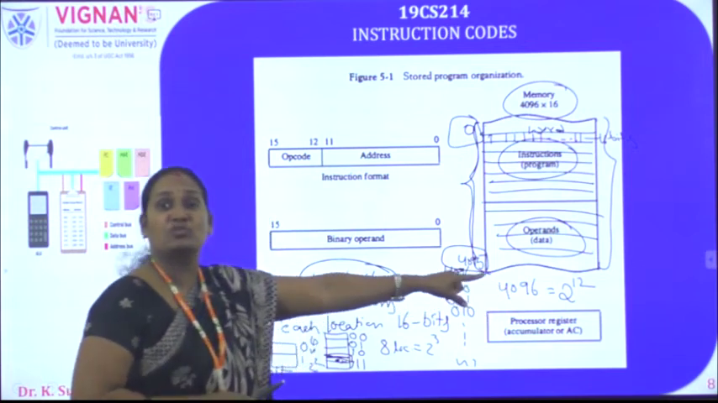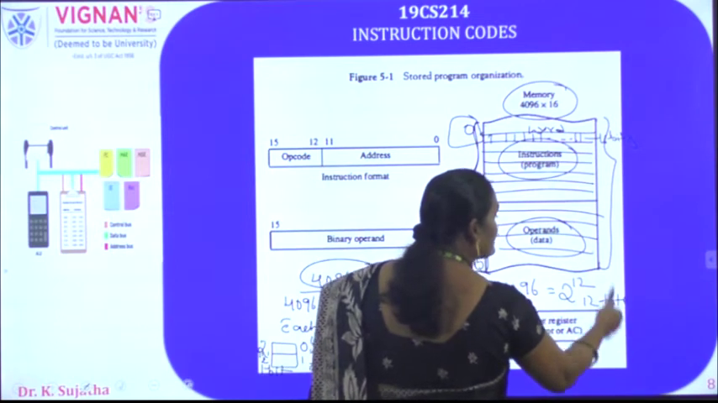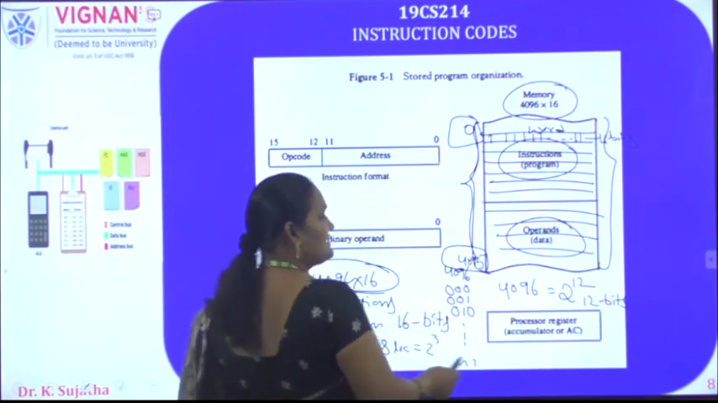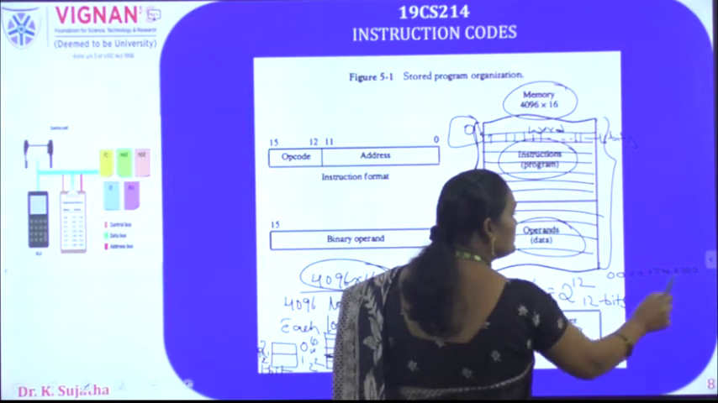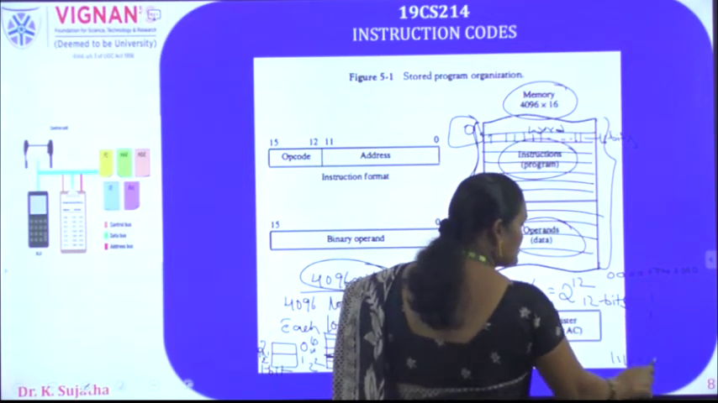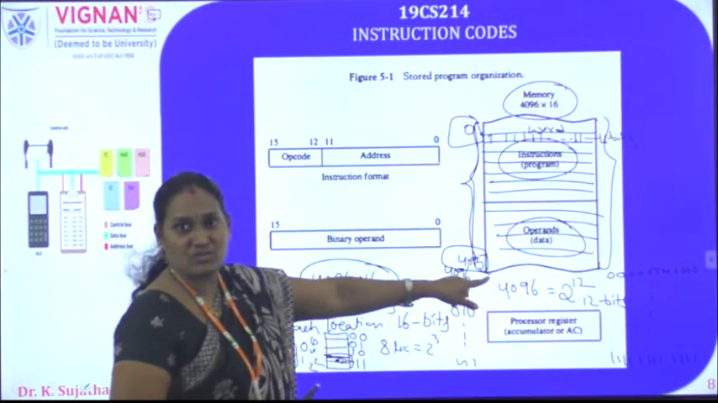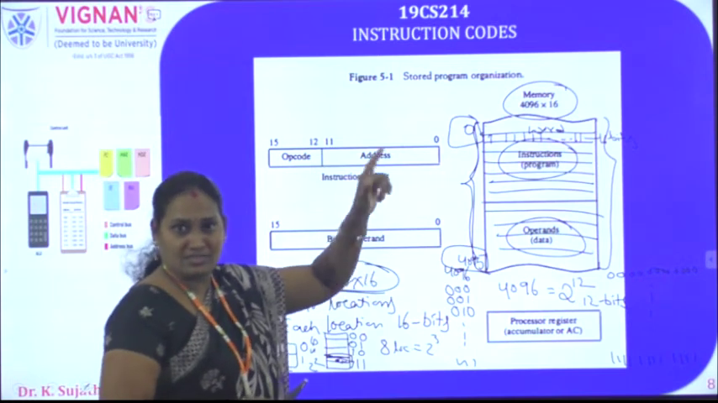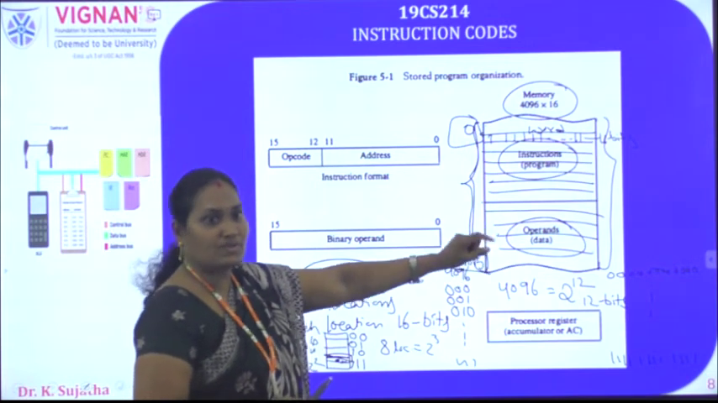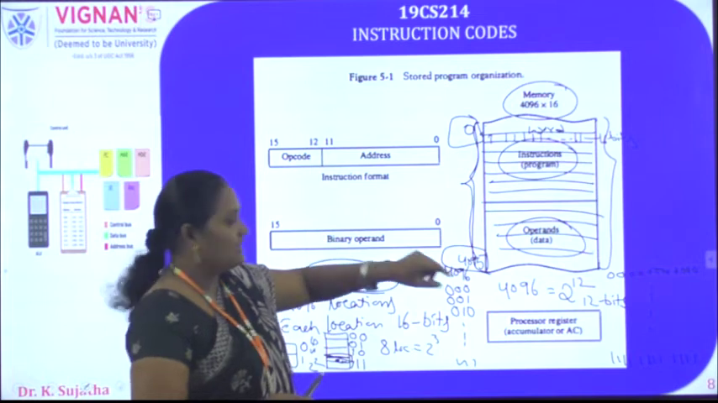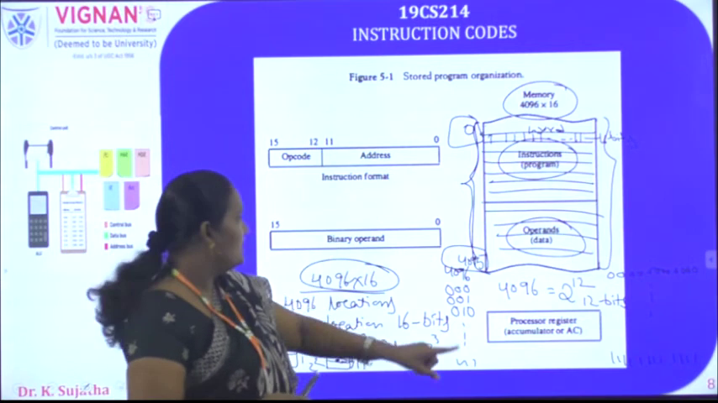If it contains 2 power 12 locations, it needs 12 bits for the representation of the address of each location. Those 12 bits are present from 12 zeros to 12 ones. That is, 12 zeros are used for the address of the 0th location, the first location in the memory. Now, 11 zeros and a 1 is used for the address of the second location. 10 zeros and 1 0 is used for the address of the third location, and so on.